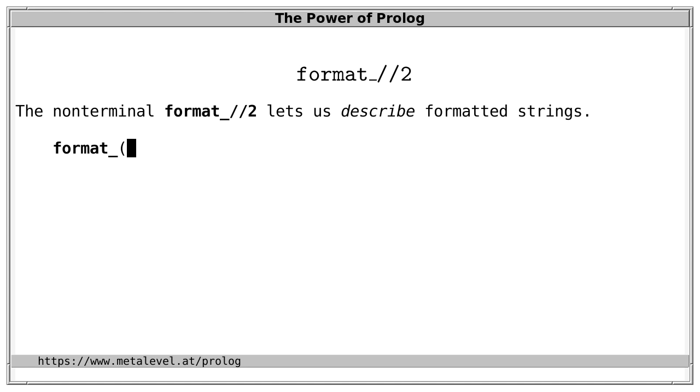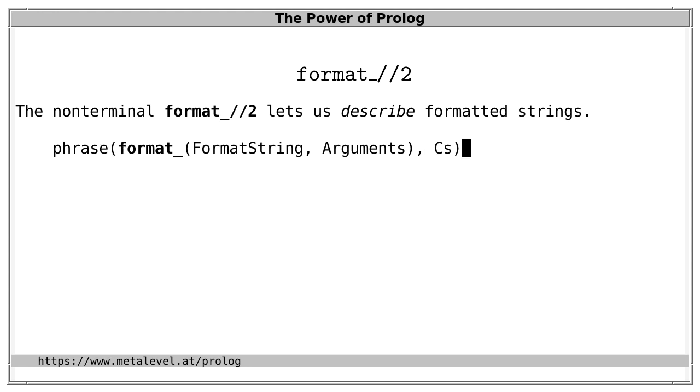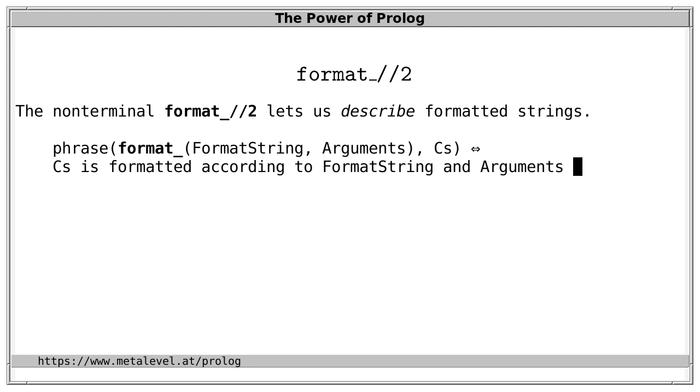format_ is a non-terminal that lets us describe formatted output, or rather formatted strings. And format_ takes two arguments. First, a format string, and second, a list of arguments. And as mentioned, format_ is a non-terminal, so we use it in a DCG or with phrase. And it describes a list of characters. So this holds if and only if the string Cs is formatted according to format string and arguments.